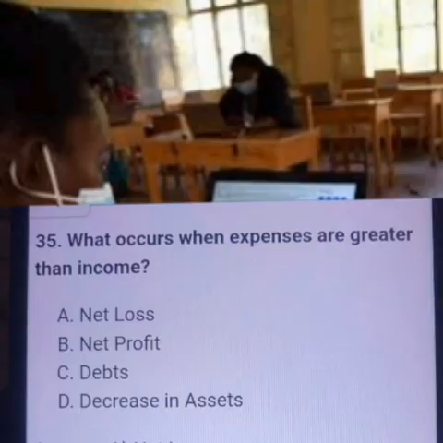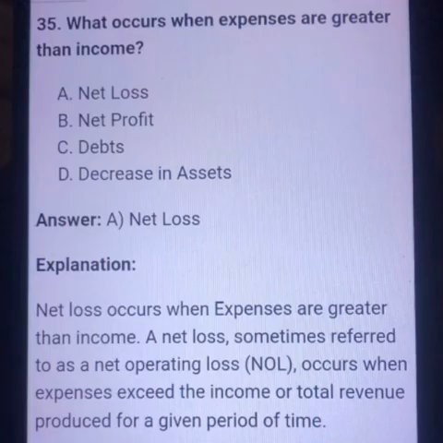Question number 35. What occurs when expenses are greater than income? A. Net loss. B. Net profit. C. Debts. D. Decrease in assets. The true answer is A. Net loss.